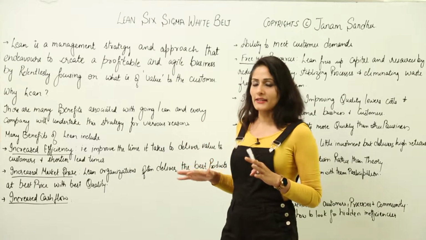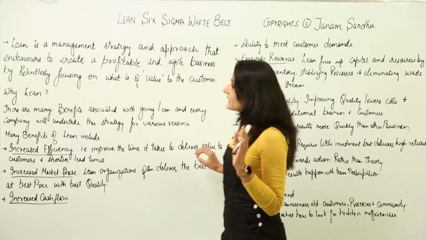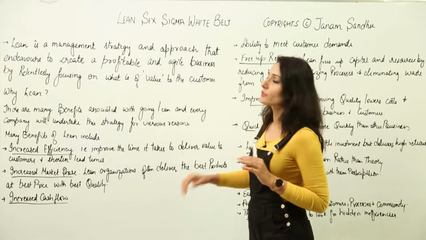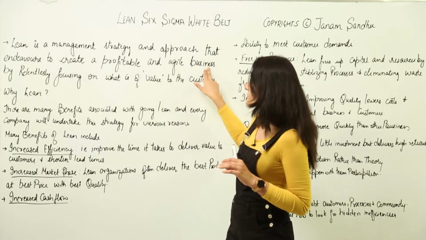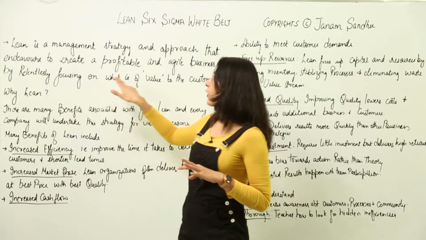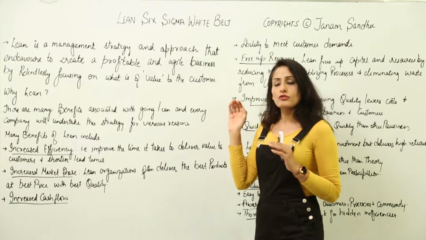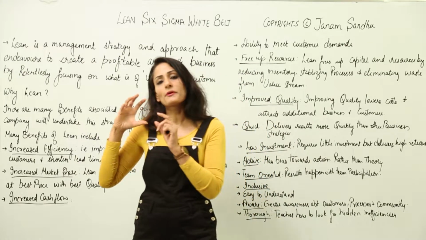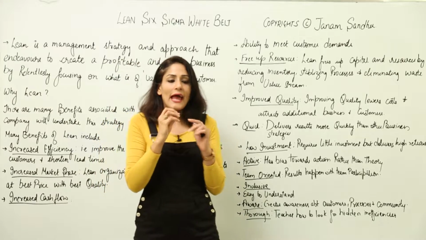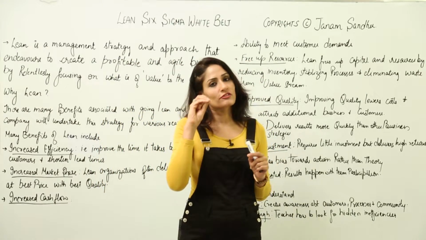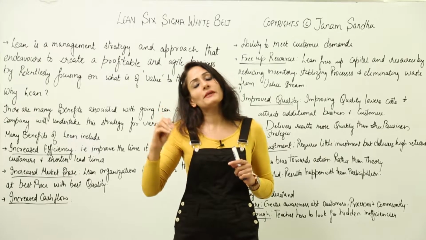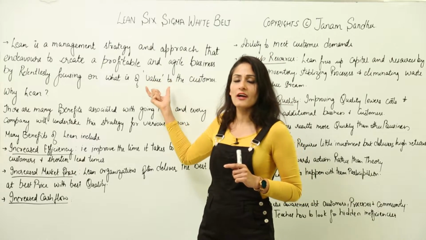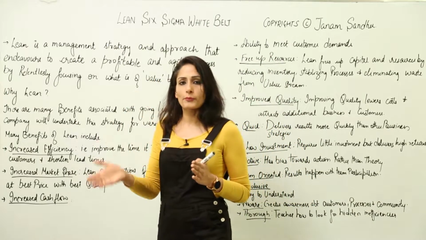Let's begin by understanding the basic definition of lean. The lean definition states that lean is a management strategy and approach that endeavors to create profitable and agile businesses by relentlessly focusing on what is value to the customer. So what does lean actually do? Lean makes companies more agile, flexible, and sensitive towards what customer demands are, so that companies can produce products and services which are thought of as valuable by the customer, because they are ultimately the people who are going to buy your products and services.